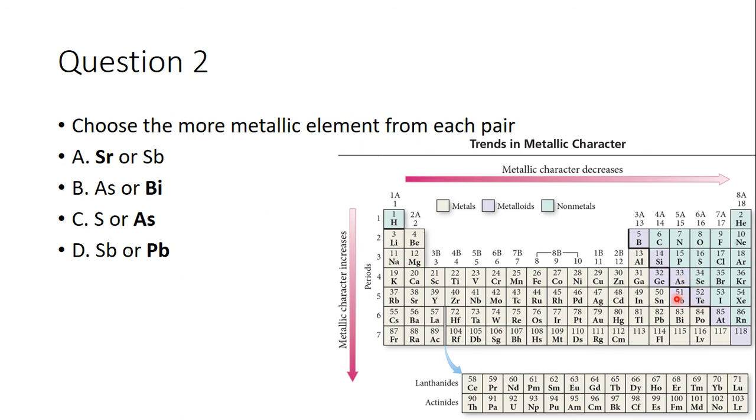And tin or lead. So tin's right here. Lead is, or that's not tin, that's antimony. Antimony or lead. Lead is down and to the left of antimony, so lead's going to be more metallic. And that's it for these questions.